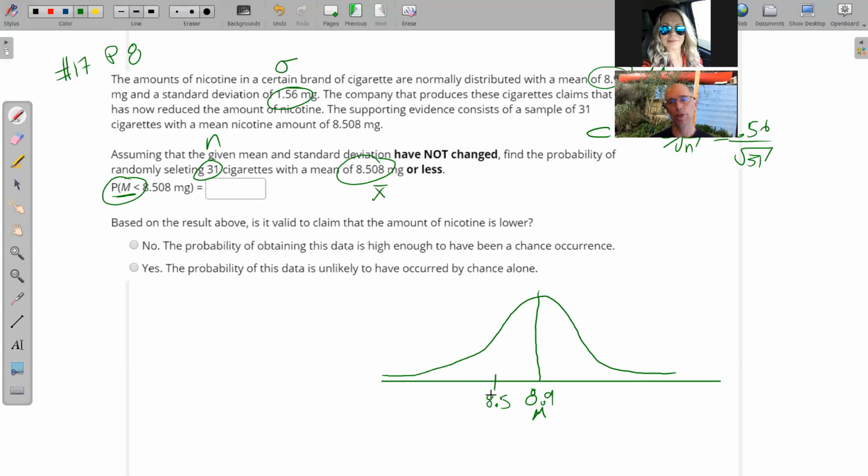And if you want to know more precisely where it goes, you have to use the standard deviation to count standard deviations to the left or right. So I'm just guessing it goes right there. So this right here is my x bar. And I want to calculate that value right there. That's going to be my probability.